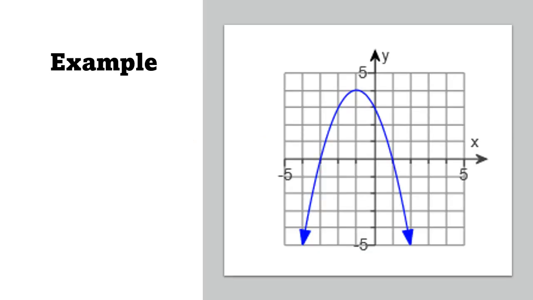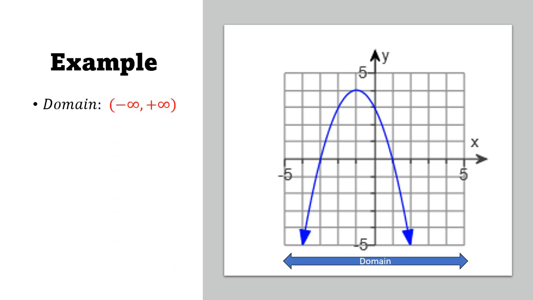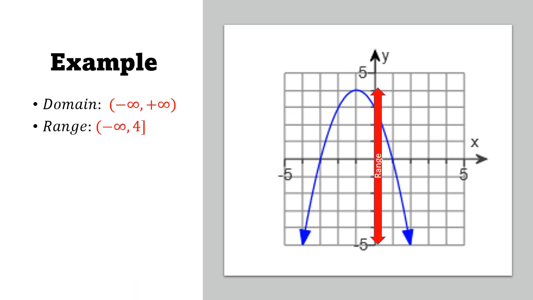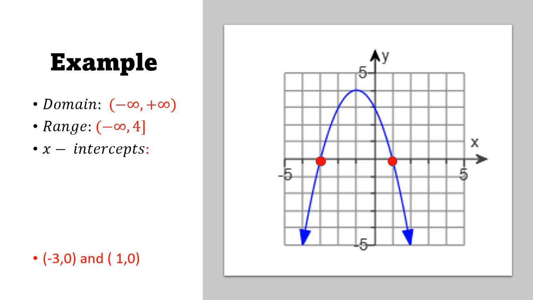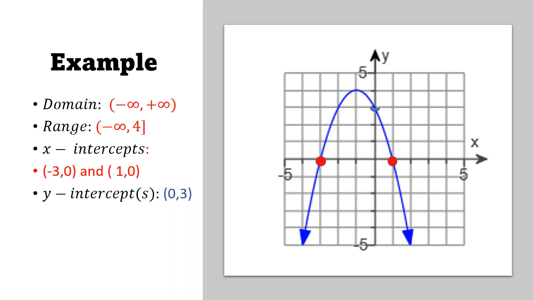So if I look at this example, the domain is -infinity to +infinity, while the range is -infinity to 4. Now the x-intercepts, we have them as (-3, 0) and (1, 0). The y-intercept is (0, 3). Now f of -2 is 3.